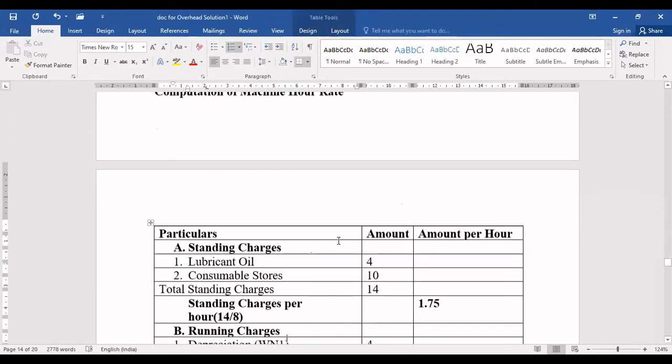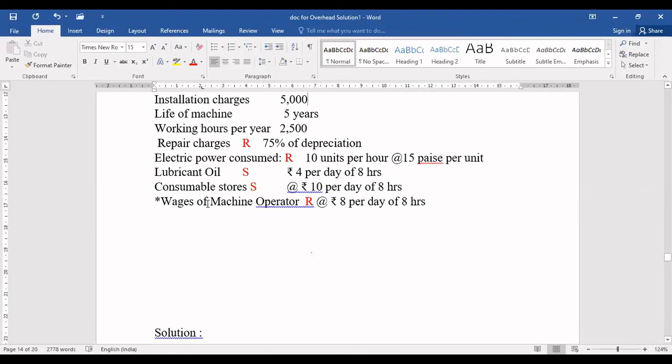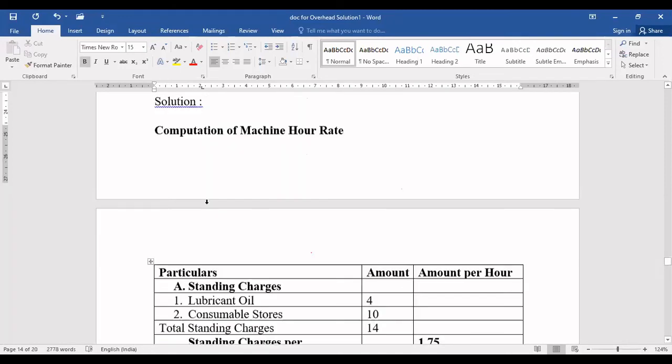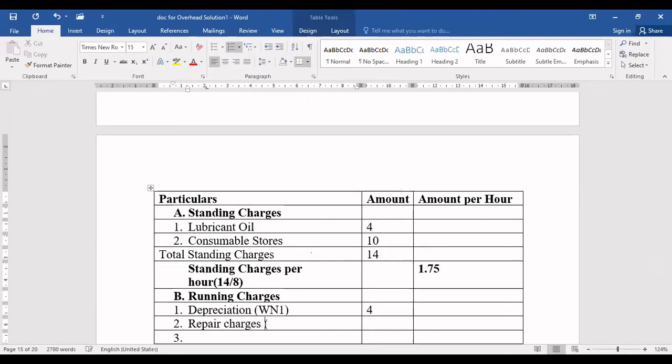Okay, fine. Now, the next running charge we have seen in the question: repair charges. Repair charges are 75% of depreciation. See how the question is framed very brilliantly. They said it is 75% of depreciation. So if you are not able to get the depreciation, you are not able to find out repair charges also. Yes or no? Yes, sir. So come on, tell me. 3. Everyone getting 3 rupees? Yes, sir.